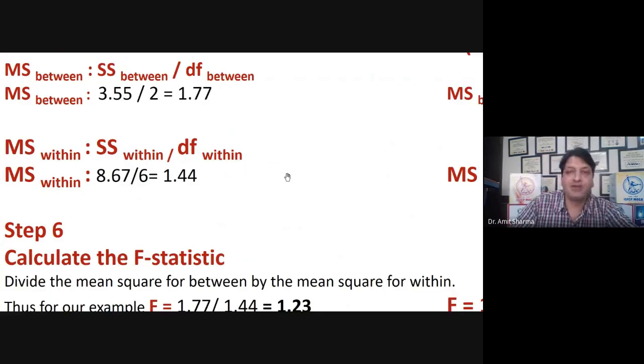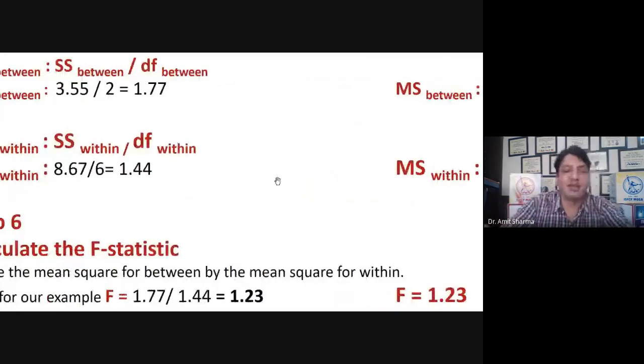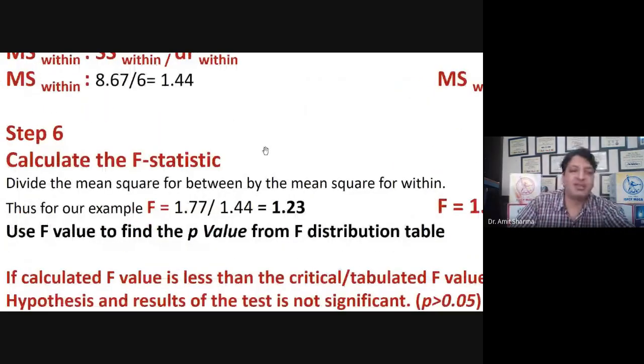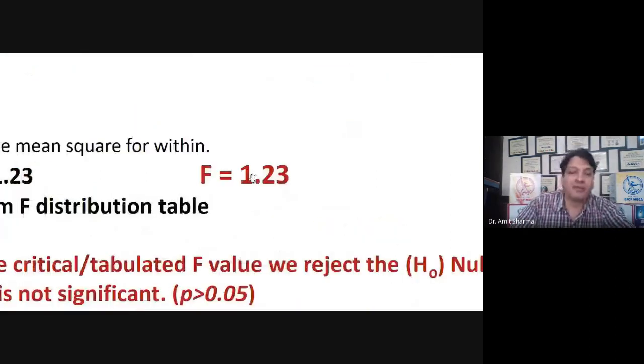So like this, you will get MS between and MS within, and all these things which you are going to calculate in step 1, 2, 3, 4, and 5, all these things you have to add in a final formula, which is the MSB divided by MSW. And you can see that divide the mean of squared for between by mean of squared for within, and you are going to get the value of F, like 1.77 divided by 1.44, I got 1.23. So here I have calculated the value of F, value of ANOVA, which is 1.23.